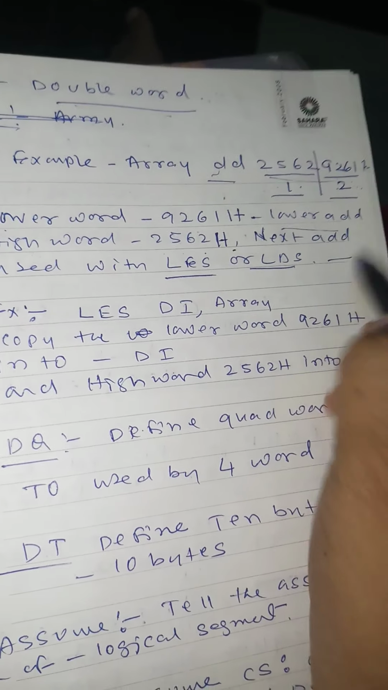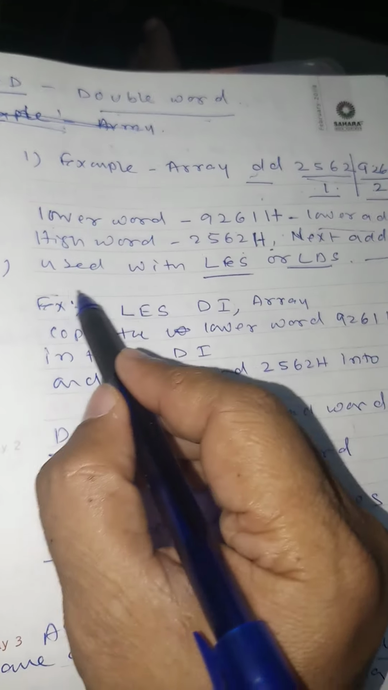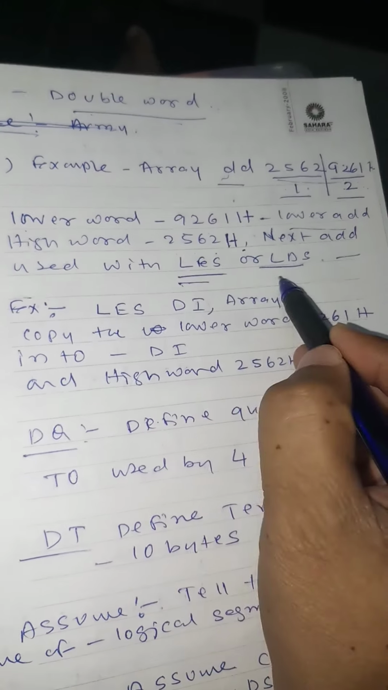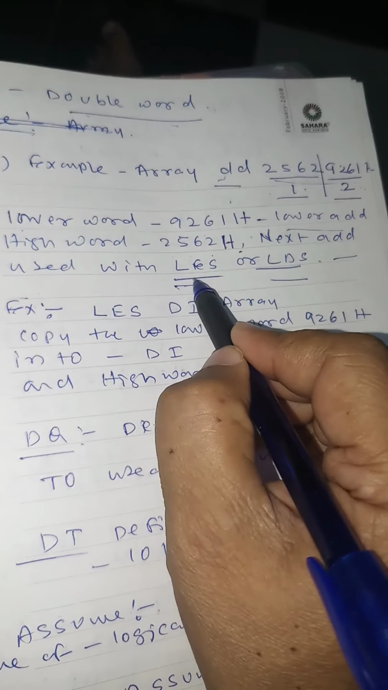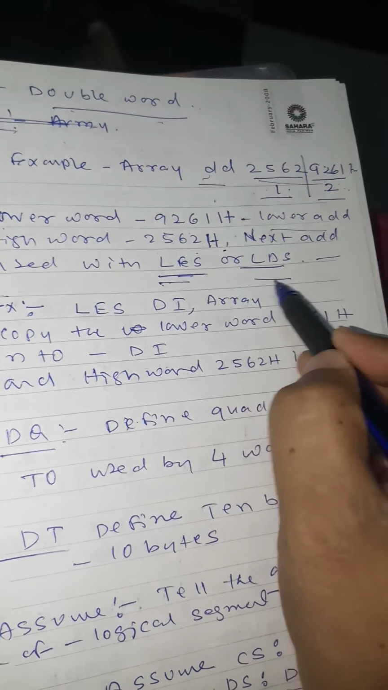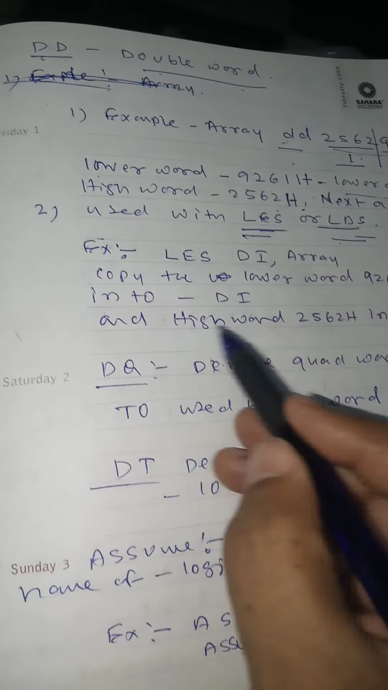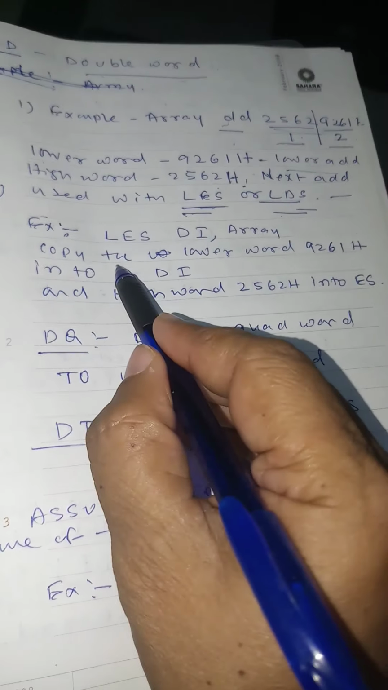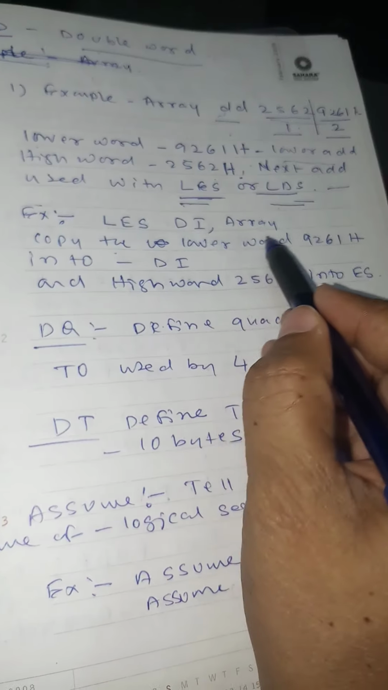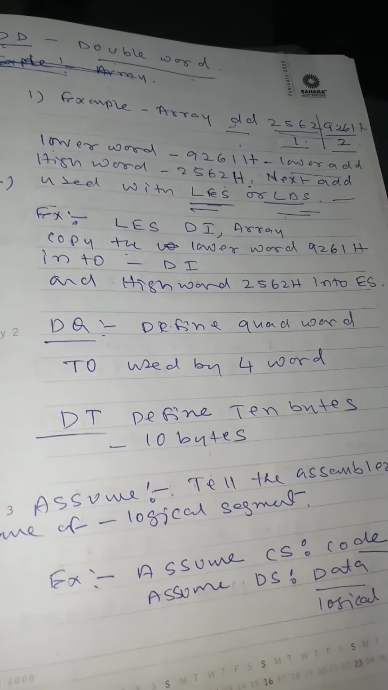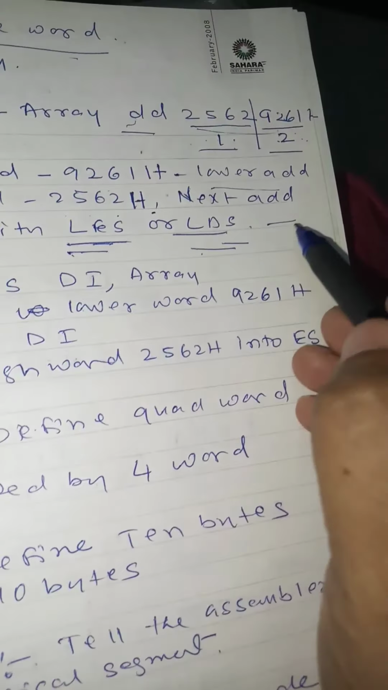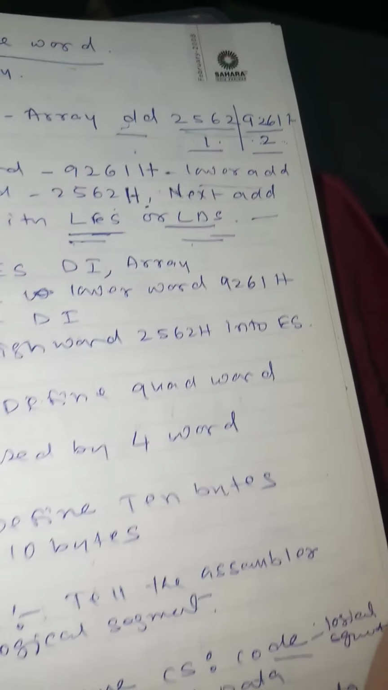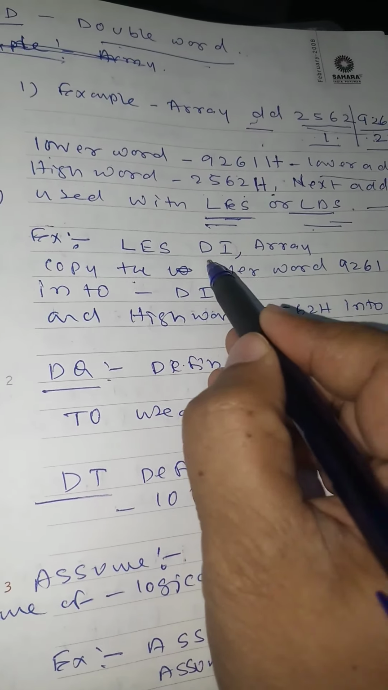That is the next address, and it is used with LES and LDS, load extra segment and load data segment. Let us see an example, LES DI comma array. So copy the lower word. What is the lower word here? 9261 is the lower word, so that will be copied into DI here.